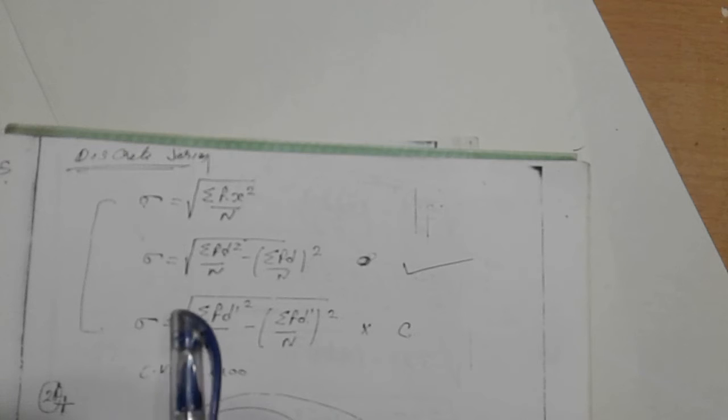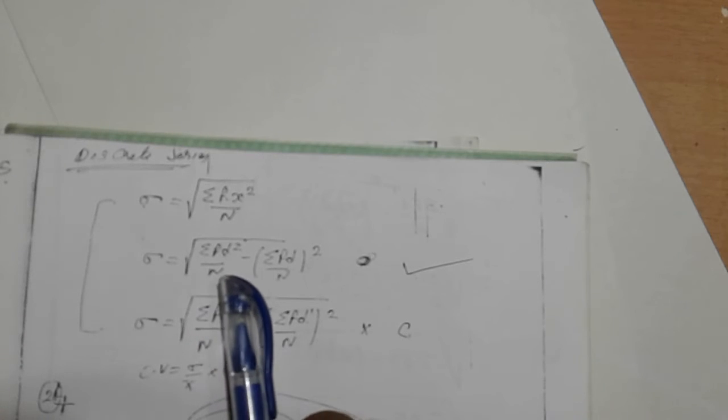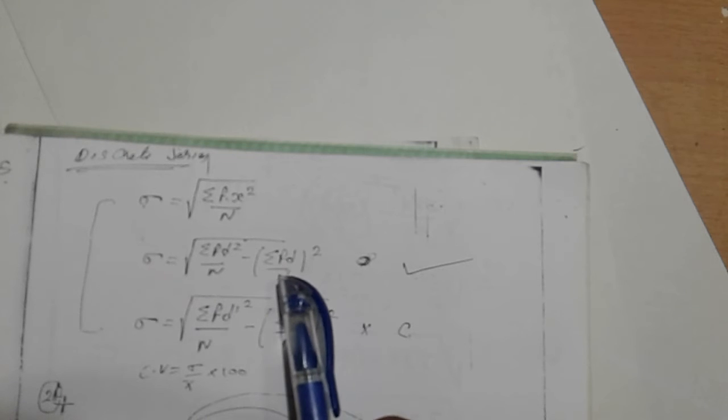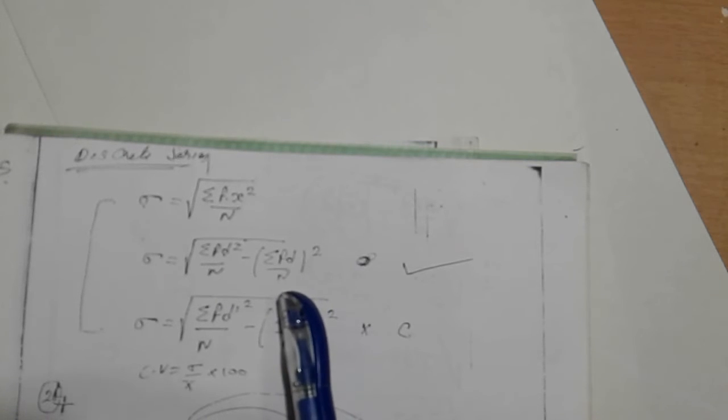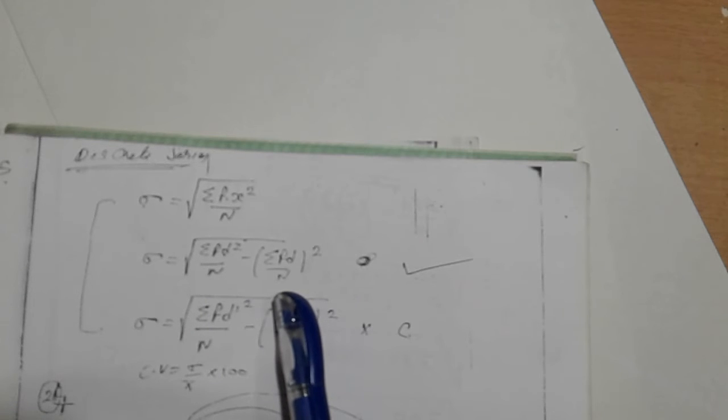Now the second, discrete series. Sigma is equal to standard deviation is equal to under root sigma fd square divided by n, minus sigma fd divided by n whole square. Okay, here fd square, but here sigma fd divided by n whole square.